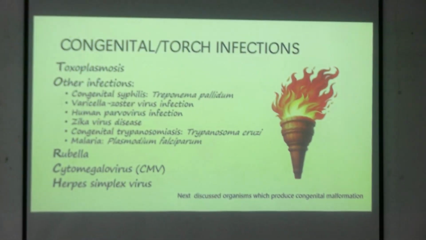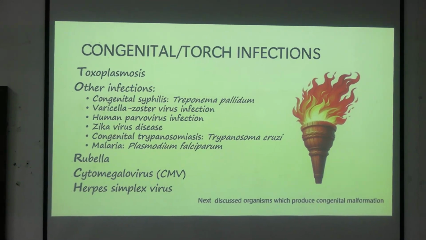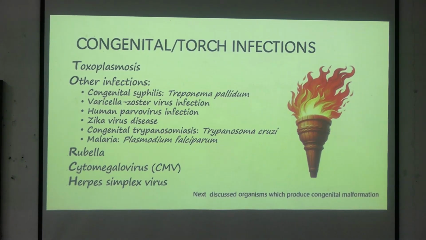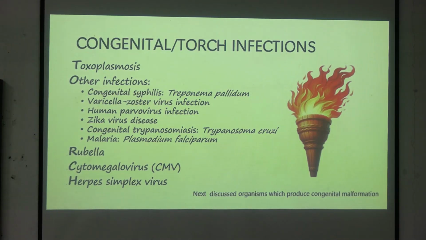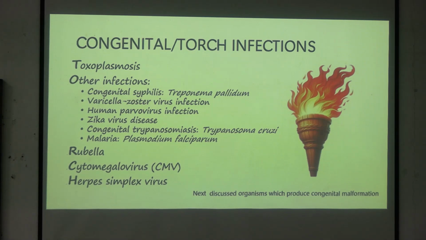TORCH is this: Toxoplasmosis, T, O for Others. There are many things in Others. You have Parvovirus, you have Syphilis, you have Malaria, you have Zika Virus, and many more. Then you have R. R stands for Rubella, C stands for Cytomegalovirus, and H stands for Herpes Simplex. Okay? So this is TORCH. Remember, whenever you are reading congenital infection, the first thing that should come into your mind is TORCH.